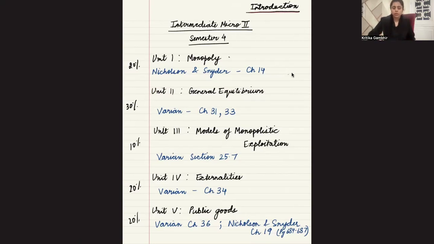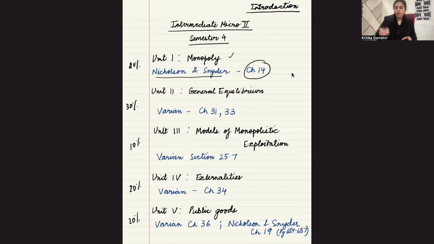Starting with unit number 1, we have monopoly. When we talk about market structure, we discussed perfect competition and some of its properties. Now we move to another special kind of market structure, that is monopoly. And from this, we digress from the typical variant. Now we move to a slightly higher level book, that is Nicholson and Snyder. Although in my lecture series I have combined Nicholson and Snyder as well, in this unit it is entirely from Nicholson and Snyder.